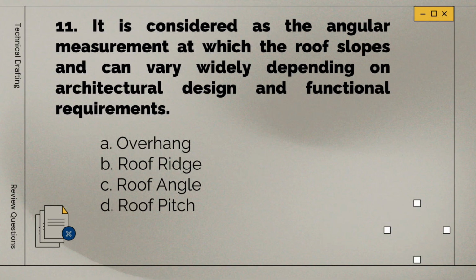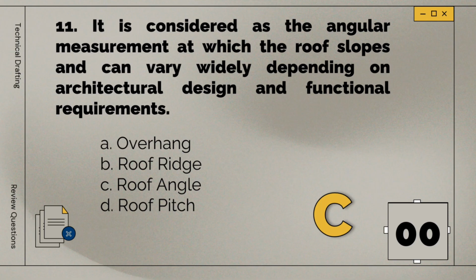Number 11. It is considered as the angular measurement at which the roof slopes and can vary widely depending on architectural design and functional requirements. The correct answer is letter C, the roof angle.